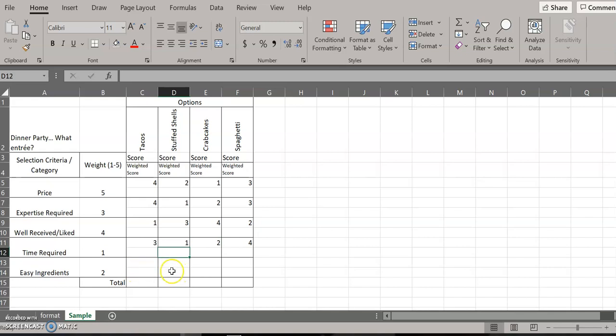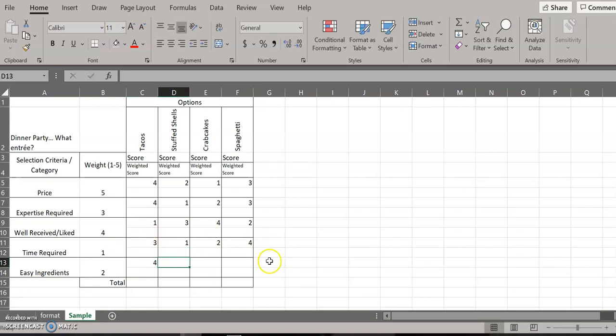Easy ingredients, I would say tacos and spaghetti are going to be very close for which one's the best, which one's the second best. So in this case, what I'll do is I'll make this one 4.